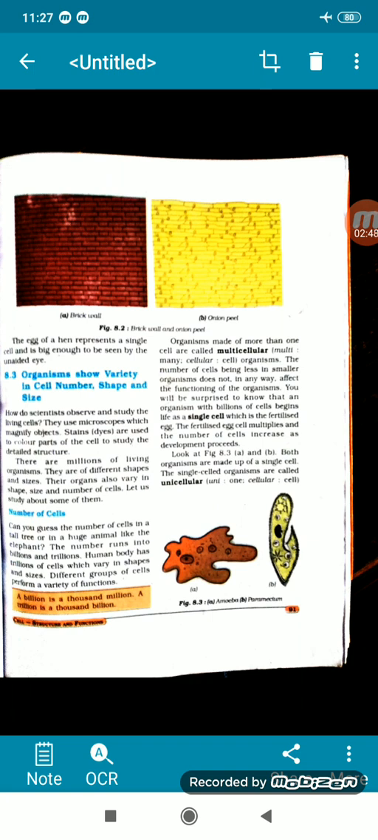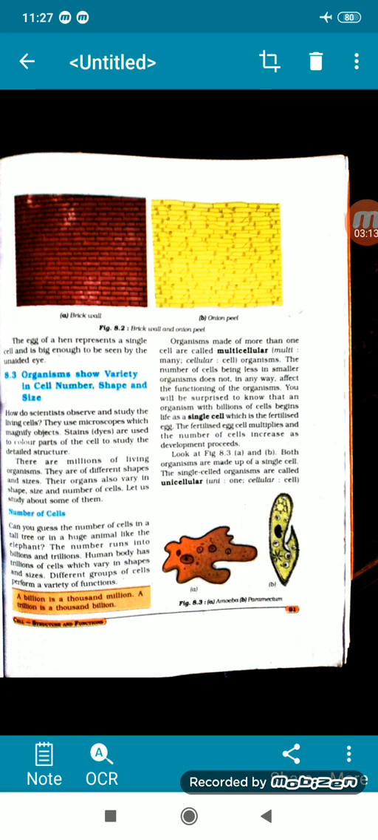A billion is 1,000 million. A trillion is 1,000 billion. So different groups of cells perform a variety of functions. Underline this. Organisms made up of more than one cell are called multicellular. More than one cell. The number of cells being less and the organism being smaller does not in any way affect the functioning of the organism.